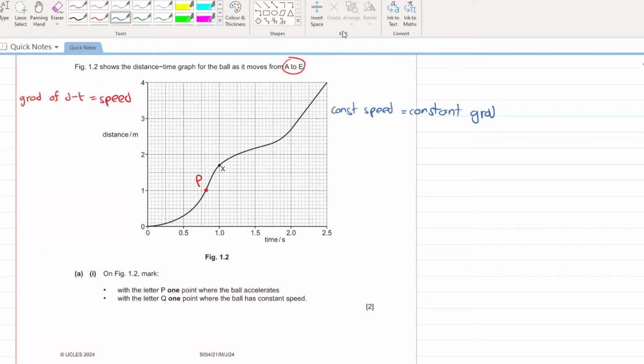Out of this entire curve, where can I see a constant gradient? Here. This entire line is a constant gradient line. So maybe I can mark point Q somewhere here. Let's mark point Q here. Perfect. All clear.